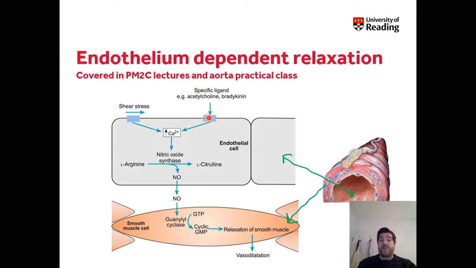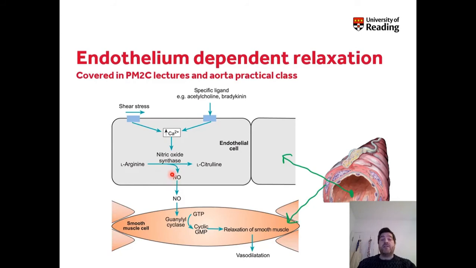activate receptors found on the surface of these endothelial cells, they increase a second messenger within the cells called calcium. And this increase in calcium stimulates this enzyme found within the endothelial cells. And that converts an amino acid called L-arginine into L-citrulline. And in this formation, it produces a gas called nitric oxide, or NO.